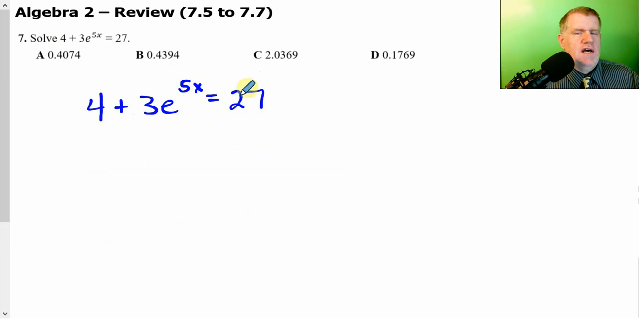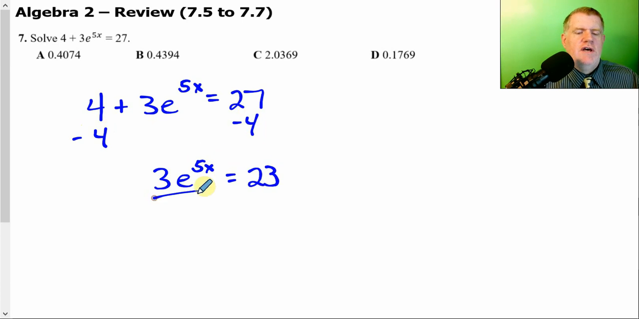So we're going to have to do a log of some kind here. But before that, let's just get that e all by itself. I'm trying to isolate this variable. It's 27 minus 4 is 23. Divide both sides by 3. All right, here's what I end up getting.